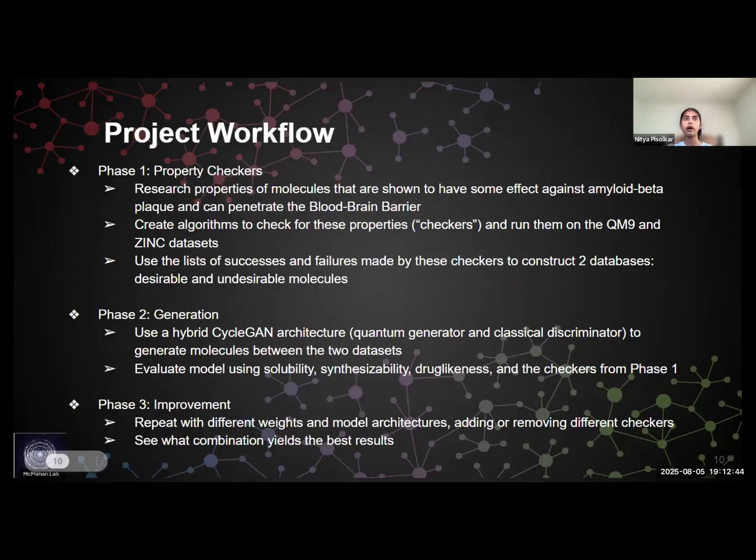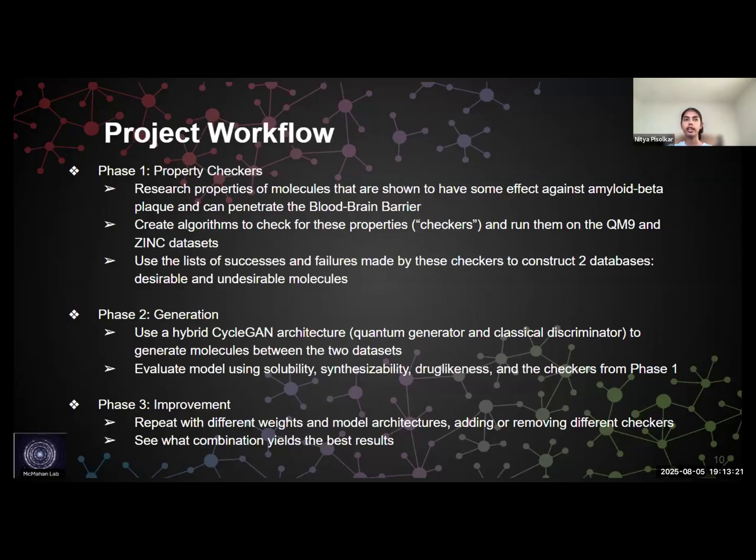And here's a breakdown of our three-phase approach to discovering novel drug candidates against amyloid beta plaque. Our first phase is for property checkers, and we start by researching the molecular properties associated with the activity against amyloid beta and BBB permeability. Based on this, we developed those checkers that were previously mentioned that screen for those traits. Those checkers are then run across the QM9 and ZINC molecular datasets, and from there we could build two separate databases: one for molecules that pass the checks, which is our desirable set, and one for those that don't, which is our undesirable set.